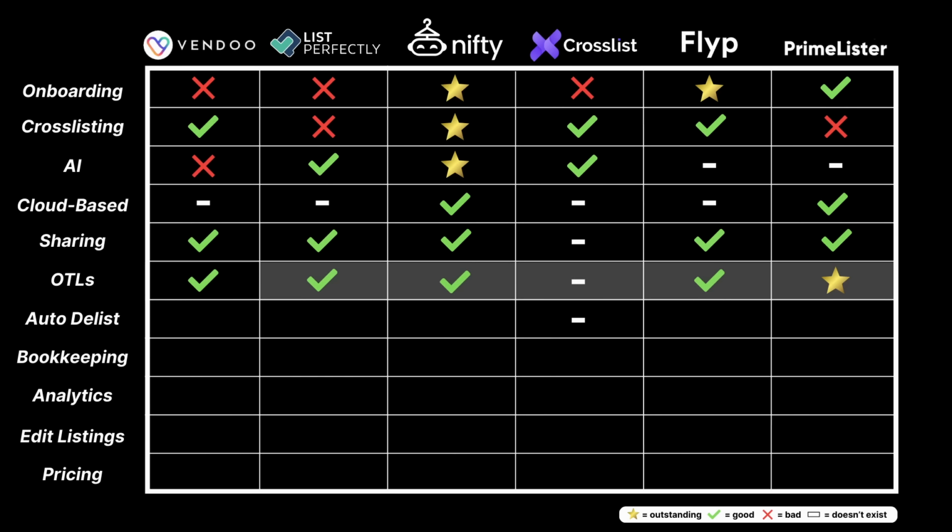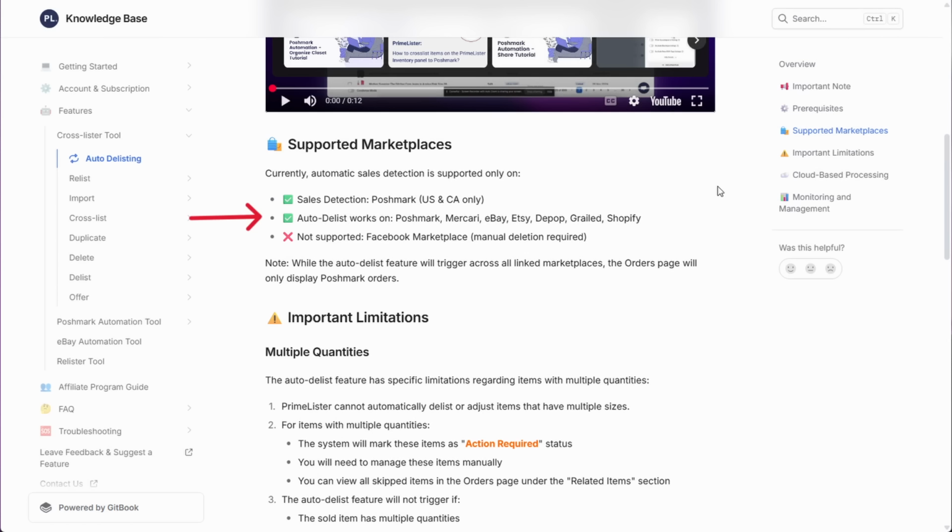Again, it is worth noting here that for most of the softwares, you have to have your computer and browser open at all times in order for sales detection and auto delist to work. Only Nifty and Primelister can do it on the back end. So let's break it down. As of now, Primelister supports sale detection on Poshmark only, so if you make a sale there, it will automatically be delisted on all other platforms except Facebook Marketplace.